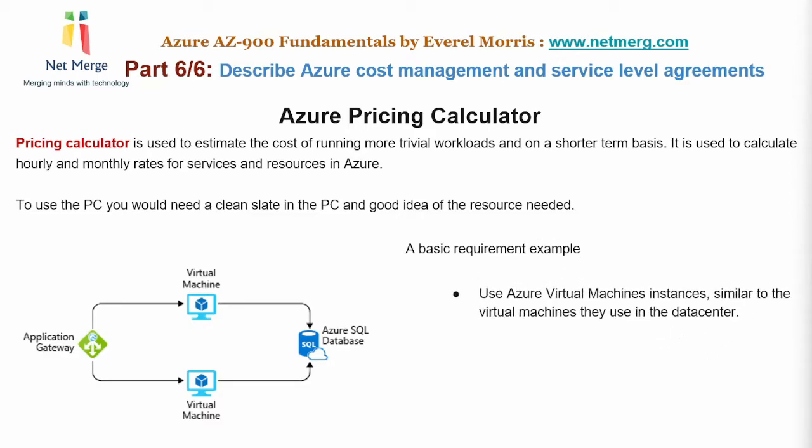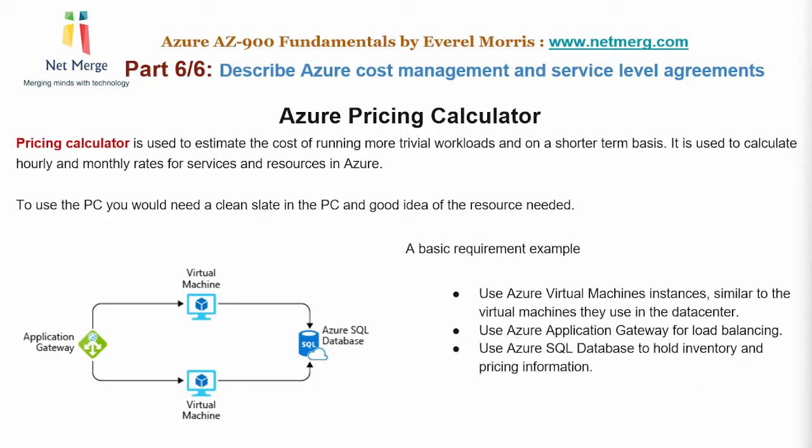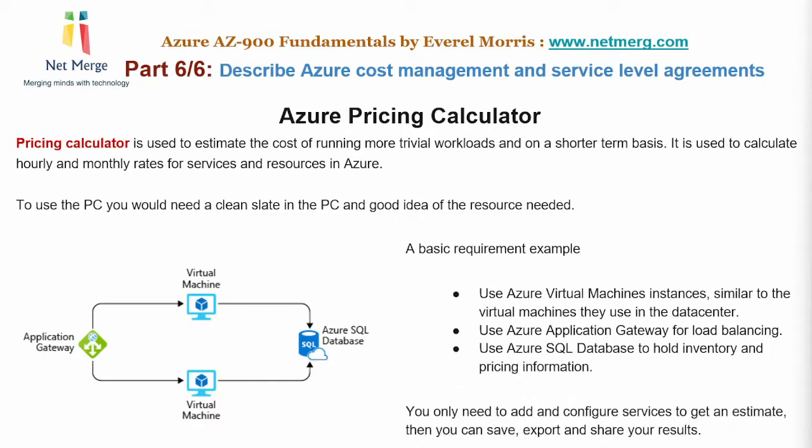So let's look at it in more detail, the basic requirements and examples. Now, the Azure Virtual Machine instance is similar to the virtual machine that you would use in the data center, but now you're going to be paying for it based on compute time and storage. Let's also take a look at the Azure Application Gateway. It's a load balancer. We'll be paying a lease for the IP address that we'll be using for the gateway. Also, we're going to be using the Azure database to hold inventory and pricing information. So we have a need for these resources. Now we want to get an understanding as to what it would cost.